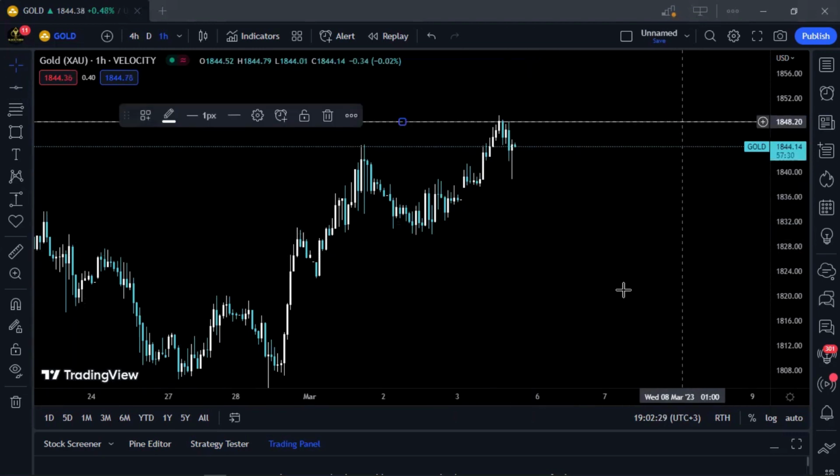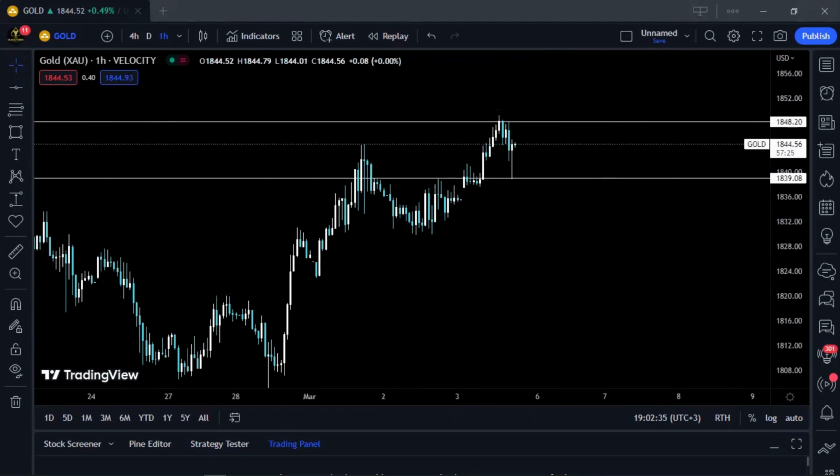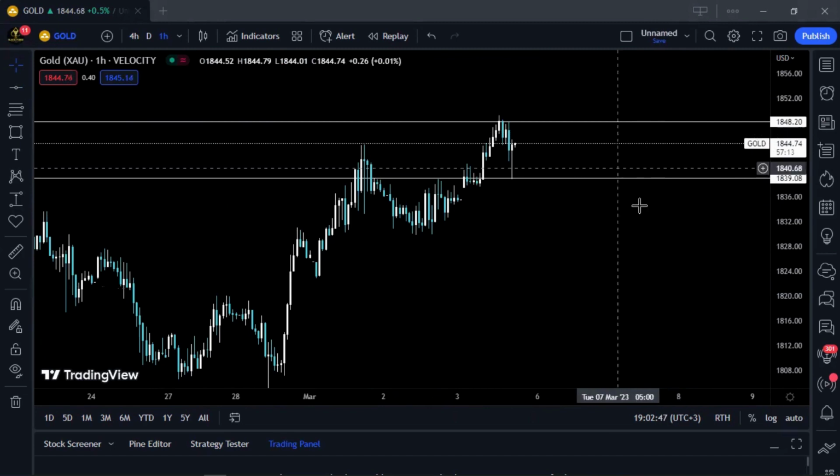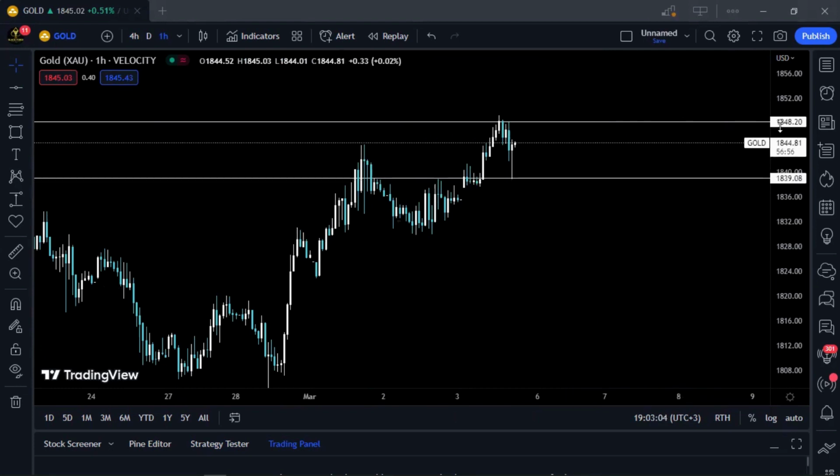So for instance, if you're told the difference from here to here, you're going to take 1848.2 minus 1839.0, right? The last digits, you ignore them, and that's how you can actually count pips. Now, how do pips help you in trading, or what advantages do they have? Pips can actually help you understand how many dollars you're going to make or how many dollars you're going to lose.